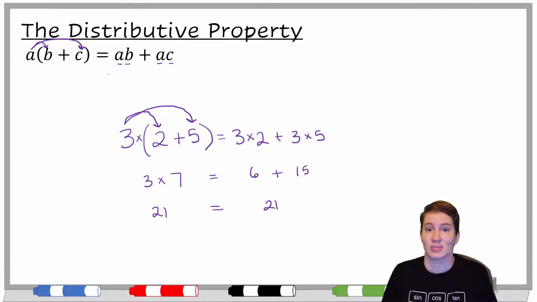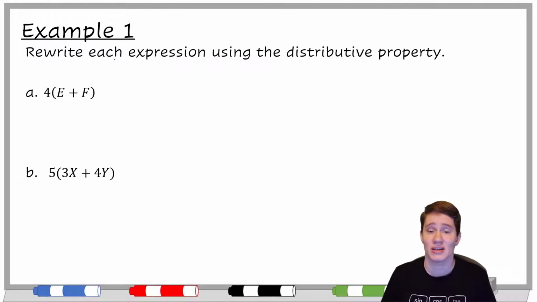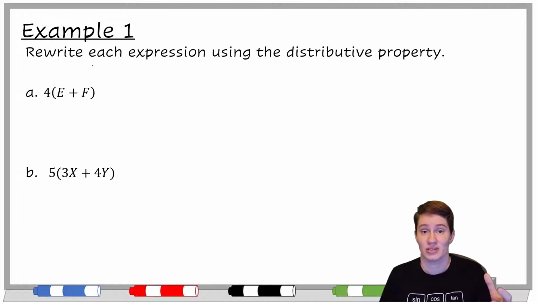Let's look at some examples and see what kind of problems we're going to have to do in this lesson. So these first two say rewrite each expression using the distributive property. Now, I'm going to be honest, sometimes it's hard for me as someone who's taught algebra and pre-calculus and calculus to go back to doing pre-algebra and really know how to communicate to you. So I'm going to do my best to really explain what's happening here.